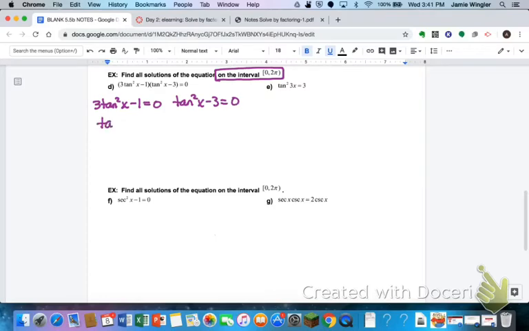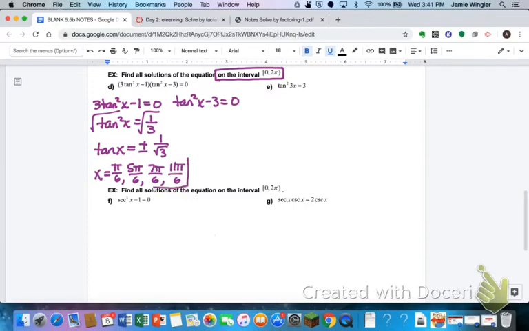And solving for tangent squared. So I would add 1 and divide by 3. Take the square root of both sides. Remember, when you take the square root of both sides, you have to include plus or minus in your answer. And this is what we end up with. Since we have plus or minus in our answer, that's going to put us in all 4 quadrants. Tangent is equal to 1 over radical 3 at the sixths. So we have pi over 6, 5/6 pi, 7/6 pi, and 11/6 pi as our 4 answers for that part.